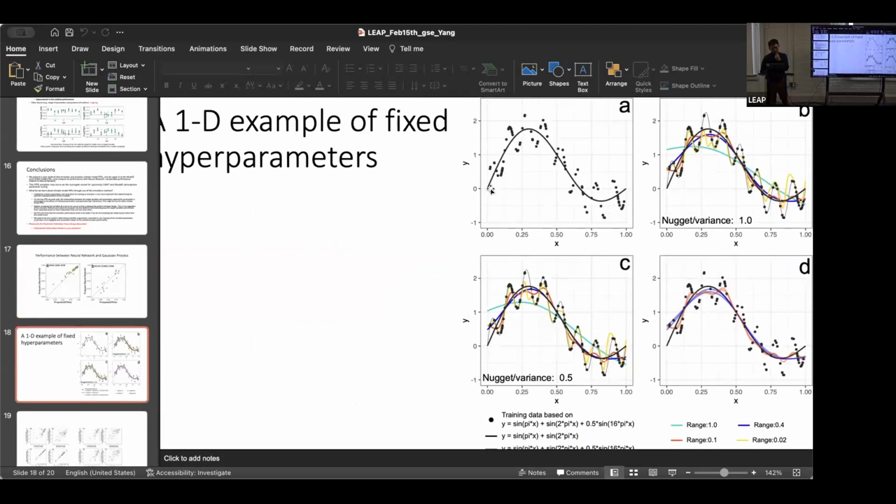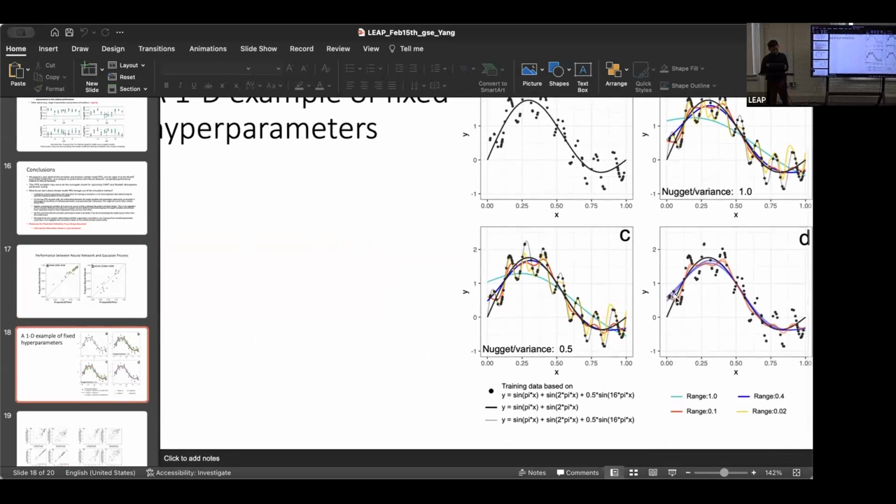So imagine that we have these black points, they're actually the sum of two sine waves. One is high frequency, one is low. So you can see lots of colored lines in here with very different fixed Gaussian process hyperparameters. In figure D, you see the blue lines and red lines very similar, but they have very different hyperparameters. So that is what I meant. If you focus on this low frequency variability, the hyperparameters don't seem to matter that much.